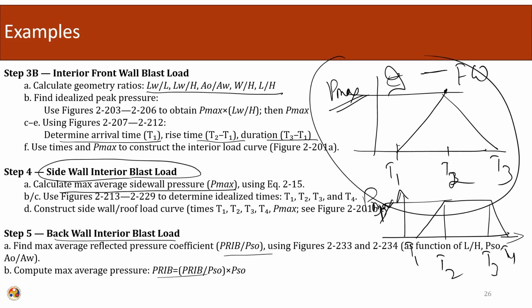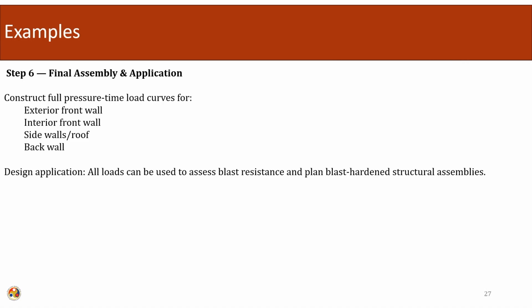So, using the same procedure and extending it to the interior wall surfaces, we are able to calculate the external pressure on the front wall, the internal pressure on the front wall, and the internal pressure on the side walls and the back wall. And for the final assembly, we will construct the full pressure-time load curve on the exterior front wall, interior front wall, side walls, roof, and back wall, and then we will use this curve to design for the blast loading.